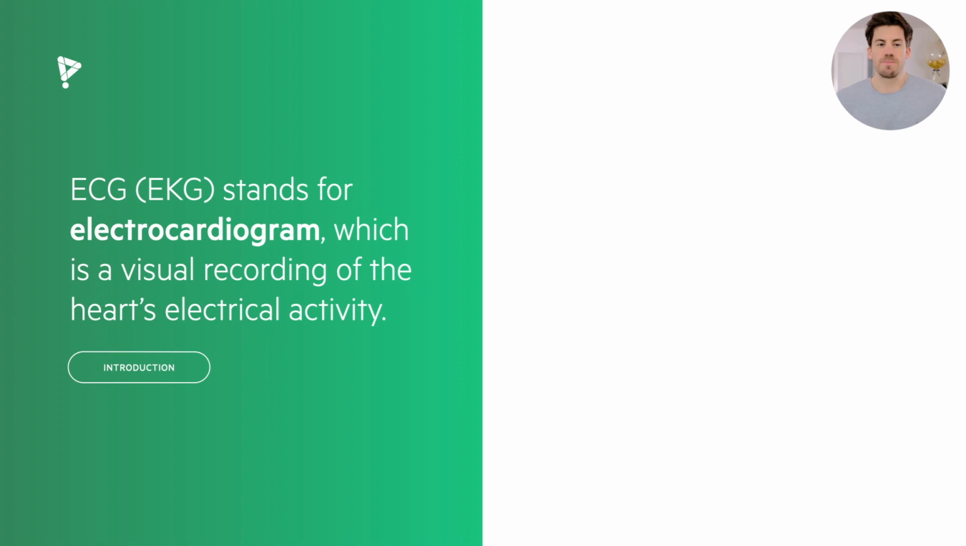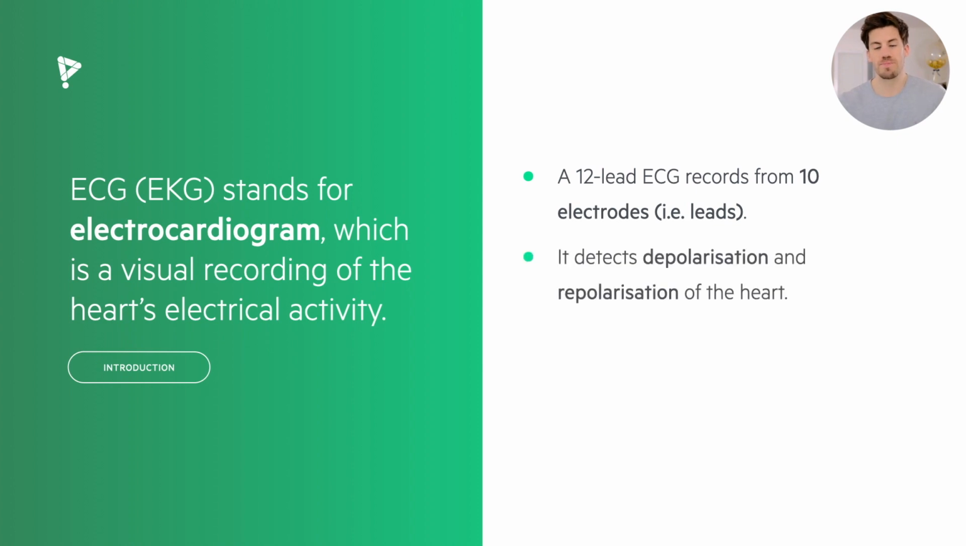So the ECG, or EKG, depending on where you are, stands for the electrocardiogram. Essentially, the ECG is a visual recording of the heart's electrical activity. A 12-lead ECG, which is the standard ECG that we read and interpret, records the electrical activity of the heart from 10 electrodes. We often refer to these electrodes as the leads. It detects depolarization and repolarization of the heart, and we're going to come on to what exactly that means and what that's measuring in due course.